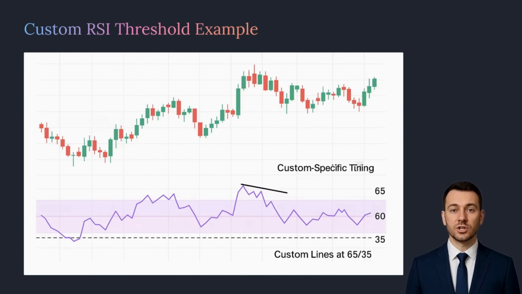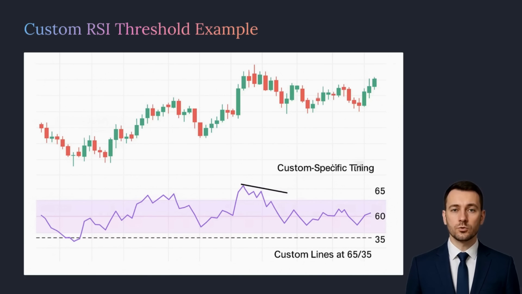Some experienced traders will shift their RSI overbought, oversold lines to unconventional levels, e.g. 65-35, based on backtesting and observing that particular market's behavior. The idea is to align RSI's sensitivity with the environment. By doing so, studies have shown you can improve signal accuracy. One source notes that tailoring RSI to market conditions improved trade accuracy by up to 15 to 20%.